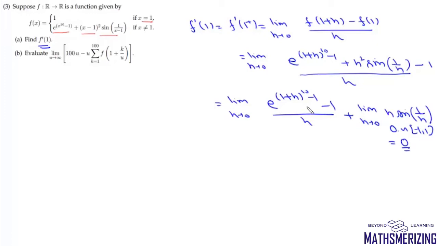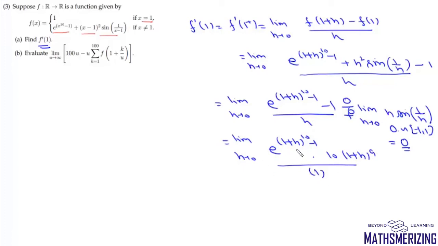Now this first limit is 0 upon 0 form. So we'll use L'Hopital's rule. So we'll differentiate. We'll write limit h tends to 0 of e to the power ((1 plus h) to the power 10 minus 1) into 10 (1 plus h) to the power 9 upon 1. Now we'll put h as 0. Then we'll get e to the power 0 which is 1. So this value is equal to 10.